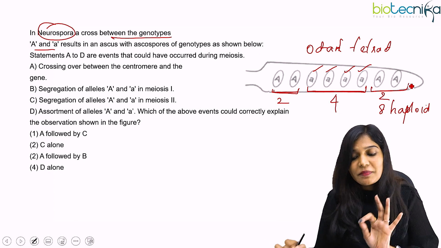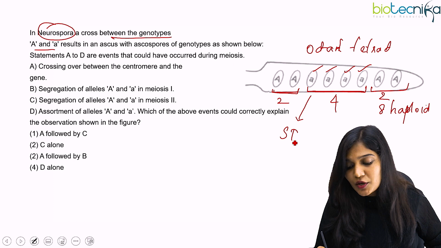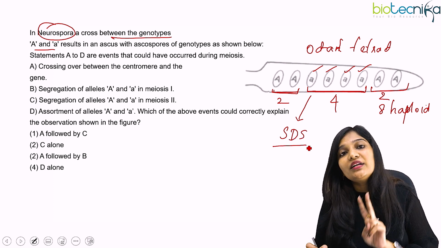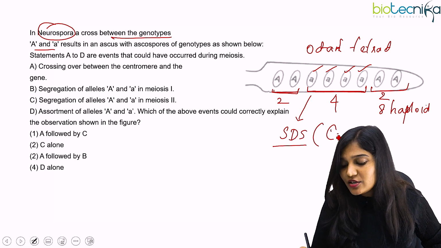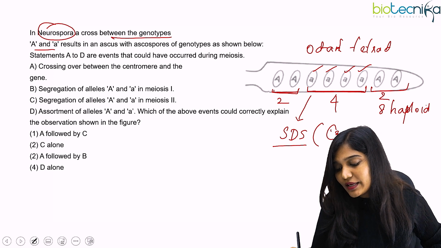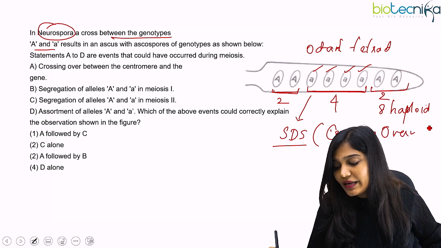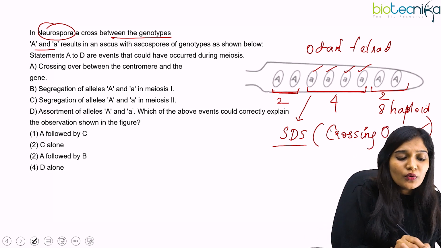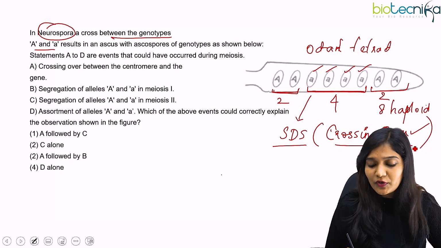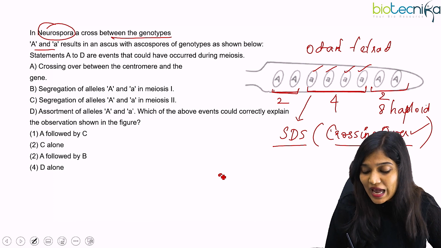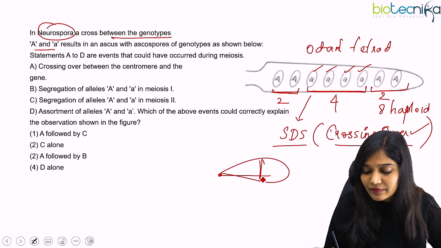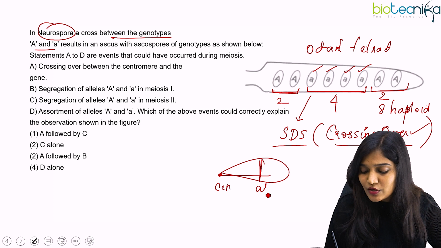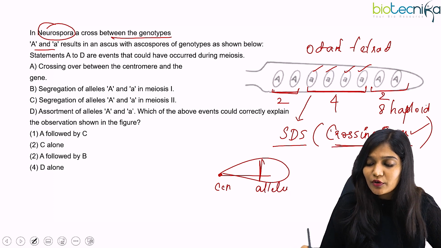If you see this pattern, you should remember it is SDS, which means the second meiotic division when the cell will divide, and there is crossing over taking place. Okay, now I told you how you can find out the distance. The crossing over usually takes place between the centromere and the allele. Here we are talking about crossing over.